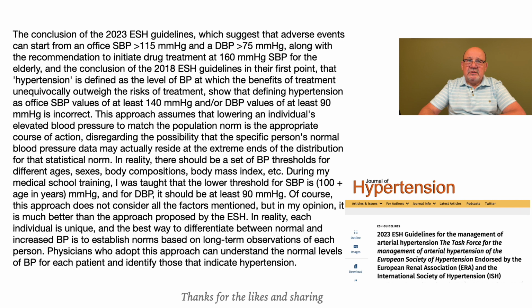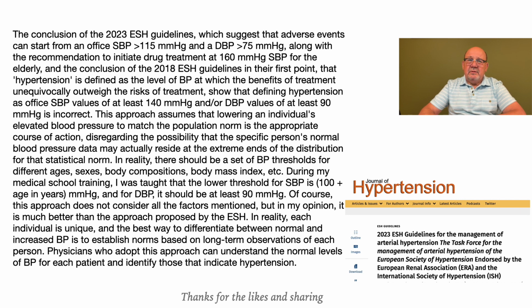This approach assumes that lowering an individual's elevated blood pressure to match the population norm is the appropriate course of action, disregarding the possibility that the specific person's normal blood pressure may actually reside at the extreme ends of the distribution for that statistical norm. In reality, there should be a set of blood pressure thresholds for different ages, sexes, body compositions, body mass index, etc.